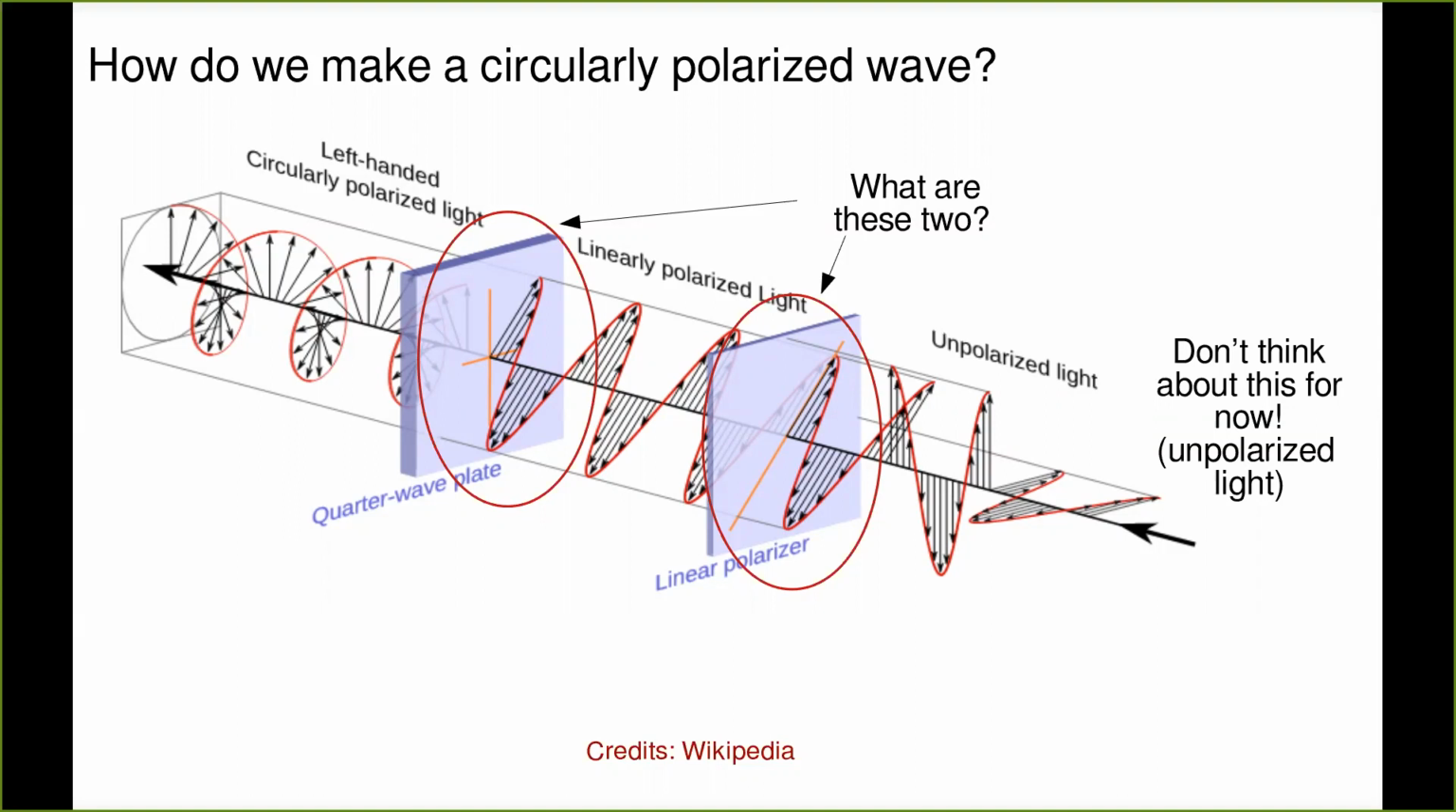So to make a circularly polarized wave, you need at least two components. You need a polarizer that's going to give you the same amount of X and Y, and then you need a quarter wave plate, and it's called quarter wave because it retards by pi half, and pi half corresponds to a quarter of the full wavelength, of the full period.